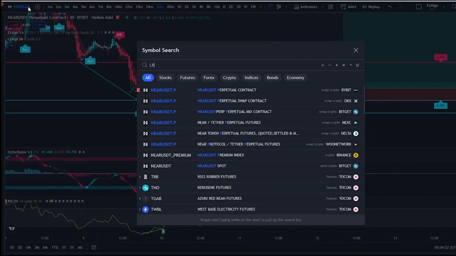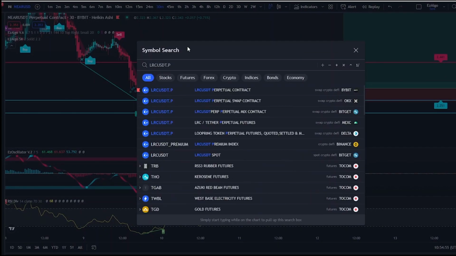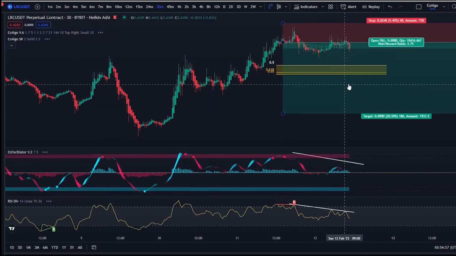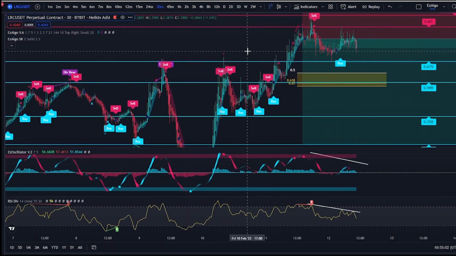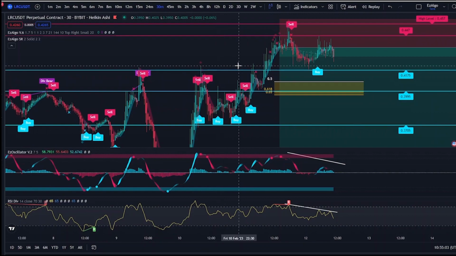My LRC short, I just closed for around a 10% gain in total. Again, that was kind of to hedge against my long positions. And I think I should have stayed in it a little bit longer. At one point, I think I was up 20 to 30%.